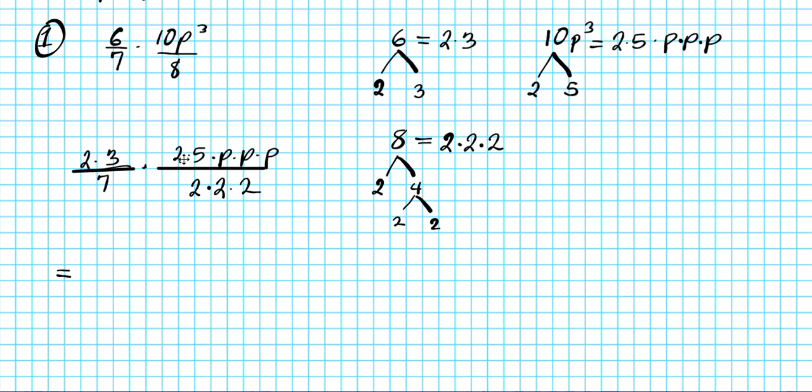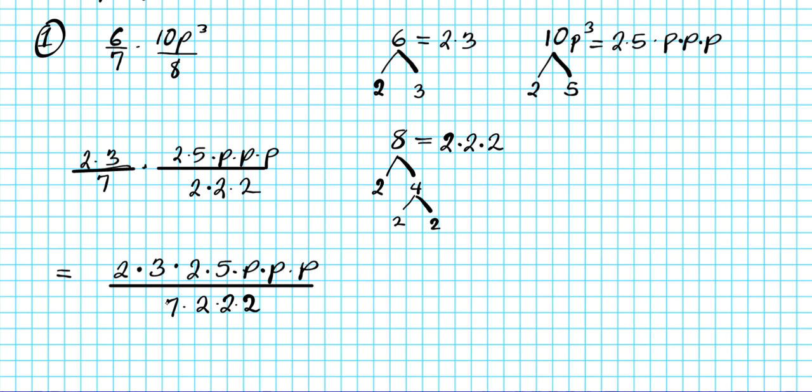So let's go ahead and multiply the numerator. We're going to express it in its factors, in its decomposed state, okay? So 2 times 3 times 2 times 5 times p times p times p. You're multiplying horizontally. And then you have that divided by the denominator, also expressed as a product in its decomposed form. So you have 7 times 2 times 2 times 2. Okay, now let's divide out common factors.